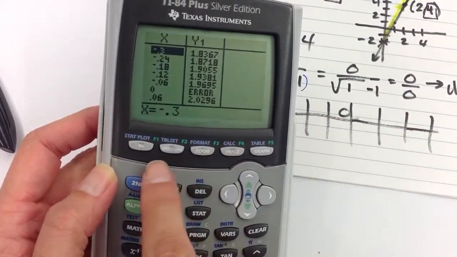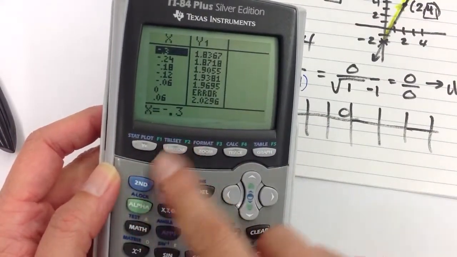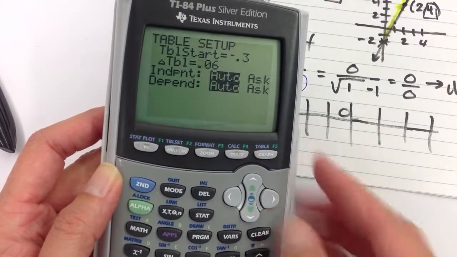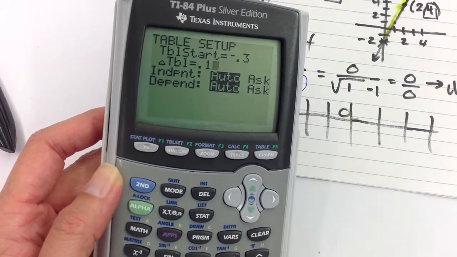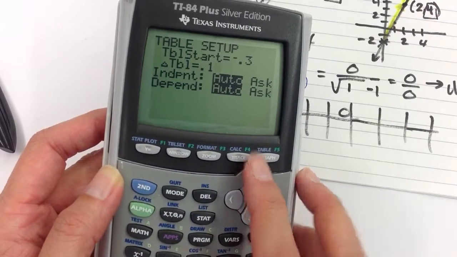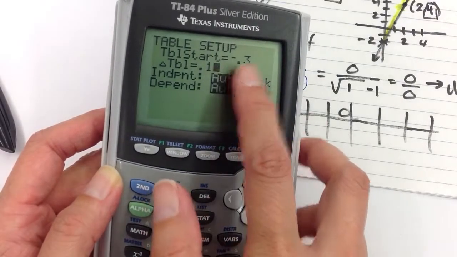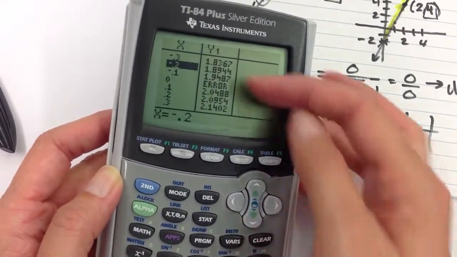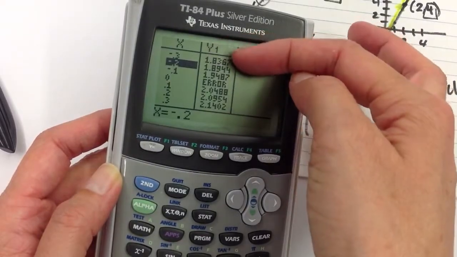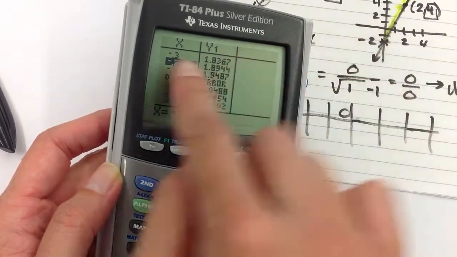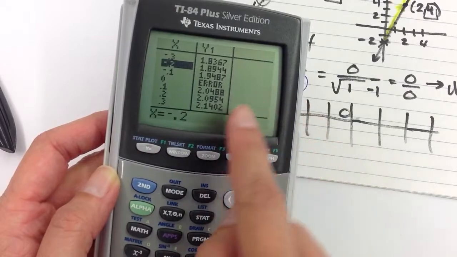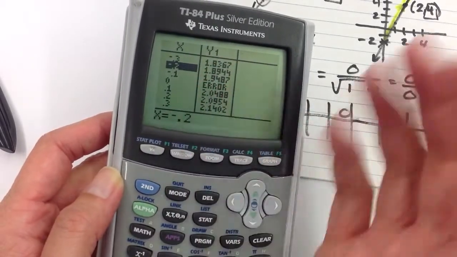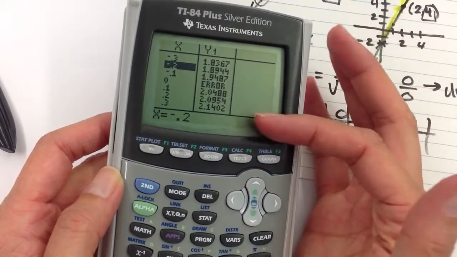Oh, I have weird table settings. So another thing you need to be able to do is second window and change your table set. I'm going to change my table set to 0.1 instead of 0.06, and start at -0.3. If I start at -0.3, that's fine. So I can see 1.8, 1.9, error. Error is my 0 over 0, and then 2.04, 2.09. So it should be a 2. If this continued in a logical manner, it would be 2, right?